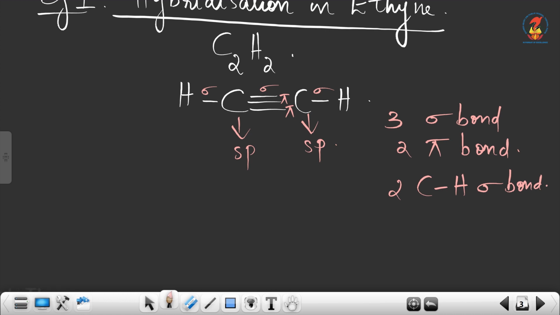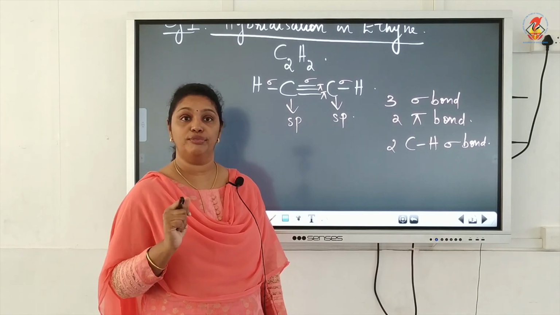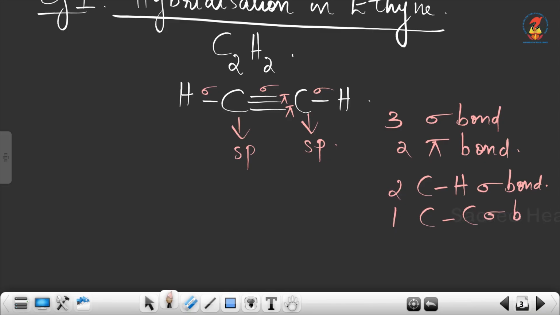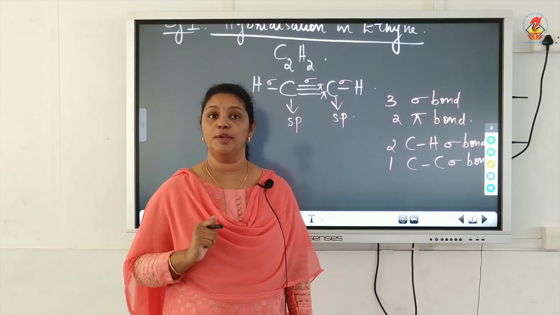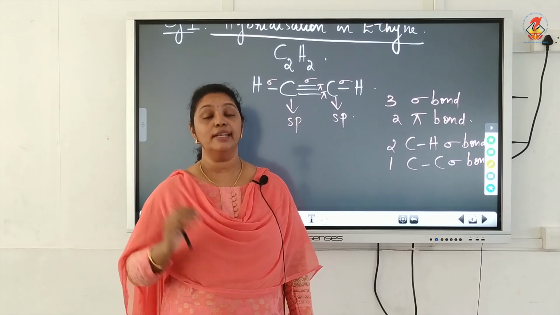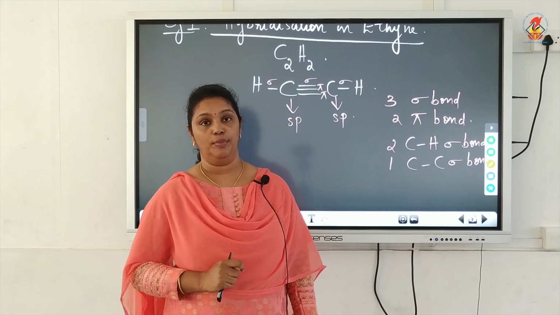Now there is one more hybrid orbital left on each carbon. They will overlap mutually to form CC sigma bond. So there is one CC sigma bond. Now how is the pi bond formed? We have unhybridized p orbitals. How many unhybridized p orbitals in sp hybridization? 2 unhybridized p orbitals. They will overlap sidewise to form 2 pi bonds.